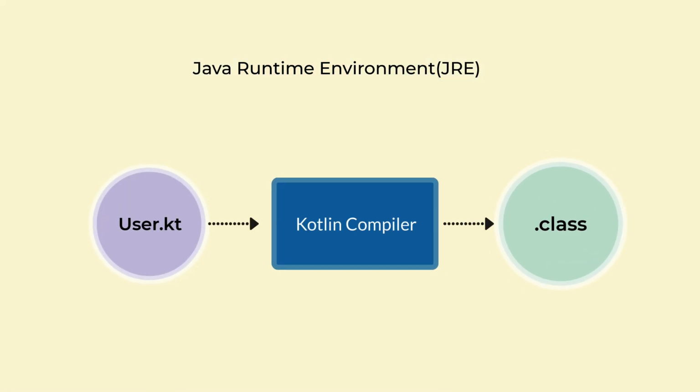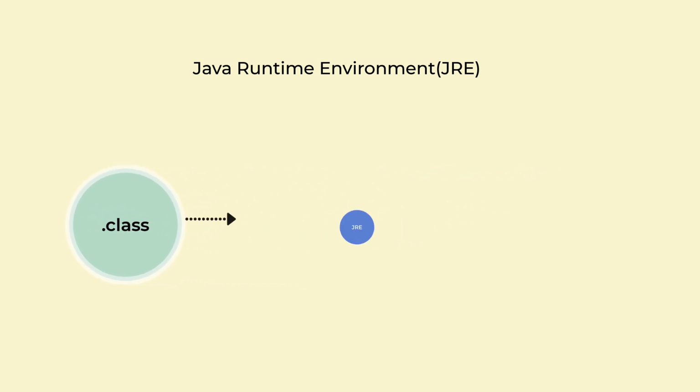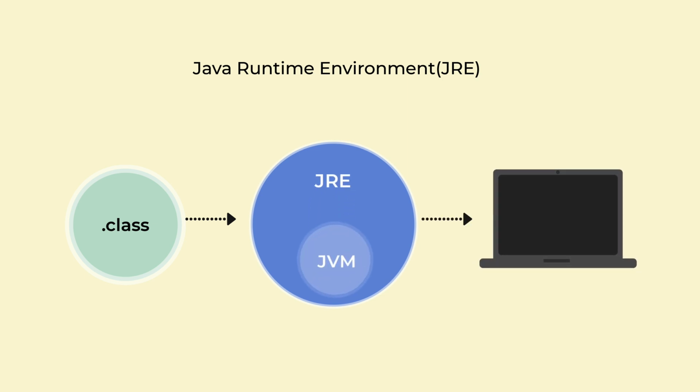Kotlin compiler converts all Kotlin code to Java bytecode, and because by default computers cannot understand this Java bytecode, they need to install Java Runtime Environment or JRE, which is composed of a variety of libraries, tools, and a special program called Java Virtual Machine or JVM, whose role is to translate Java bytecode into an understandable language for machines.